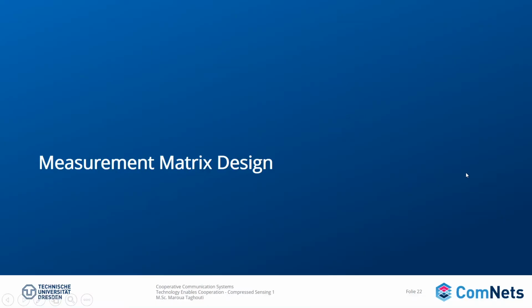Okay, so now we move to the measurement matrix design. First, we remember that we have two main elements to make sure to obey in order to be able to solve this problem. First, I have to understand the sparsity. We have to acquire a sparse signal. We already studied that. And now we want to know how to properly design a measurement matrix.